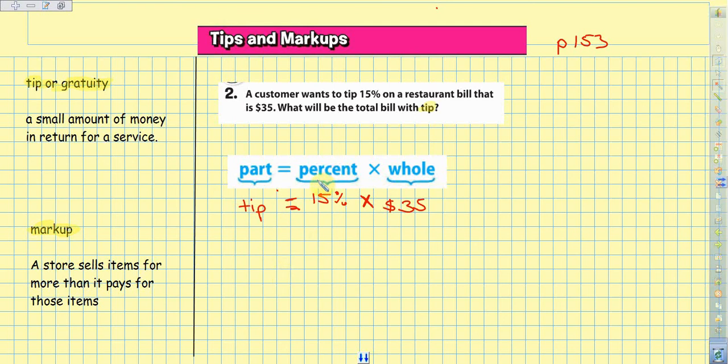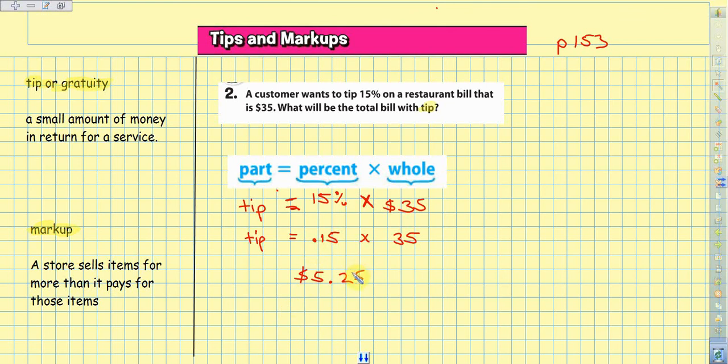So in this case, I'm going to multiply, but you can't multiply with the percent. We've got to change that to a decimal, so it's going to be 0.15. Move that decimal over twice, times 35, and that's going to equal my tip. Once I multiply that out, 0.15 times 35, I'm going to get a tip of $5.25.